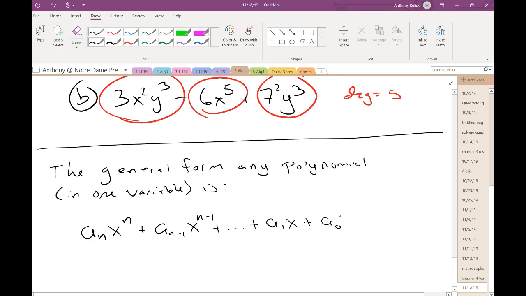So the general form for any polynomial in one variable, obviously we've seen polynomials here in the examples that had 2 variables or 3 variables in them. But if we're talking about just a polynomial in one variable, it is a subscript n, x to the n, plus a subscript n minus 1, x to the n minus 1, plus dot dot dot, plus a subscript 1 x, plus a subscript 0.